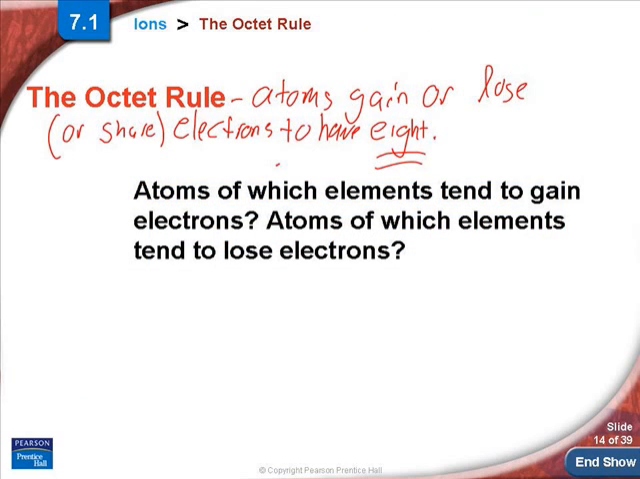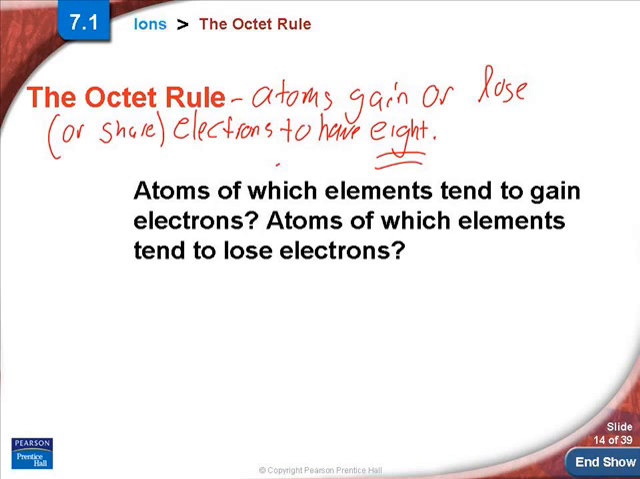All right, this is another important slide, the octet rule. Must learn it. Atoms gain, lose, or share electrons to have 8. So the question here, which elements tend to gain electrons, which atoms tend to lose, this is also important. Geez, this is an important PowerPoint here. This is an important podcast.